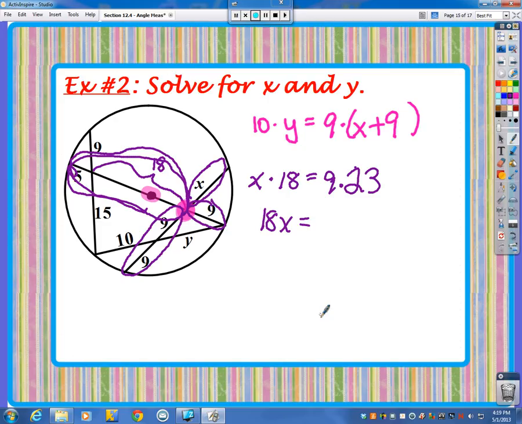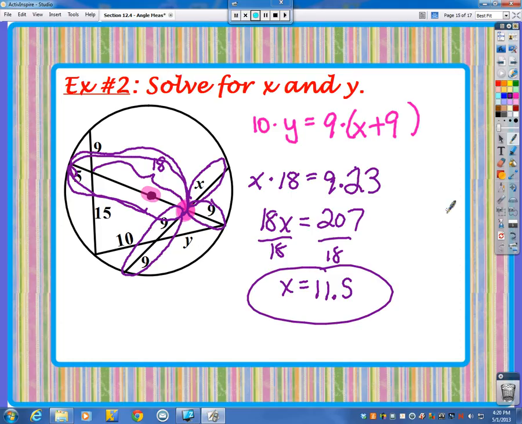Let's see. That's 207. So now divide by 18, and x is, I don't think this is really going to give me anything pretty here. Well, it gives me 11 and a half exactly. So we've got x now. Now we just need to go back and get y. Well, remember this equation up here we wrote at the very beginning of the problem?